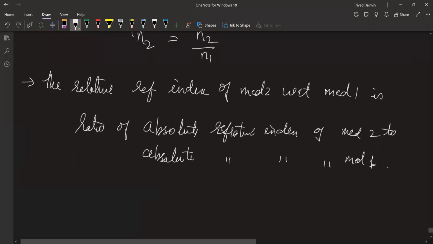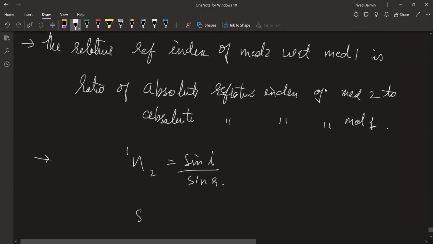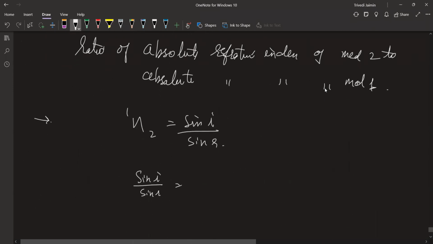So finally, we can write here as sine I by sine R. You know this? So sine I by sine R equals to what we got here, N2 by N1.